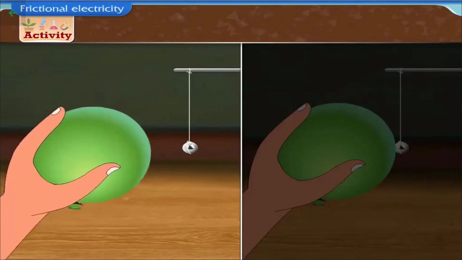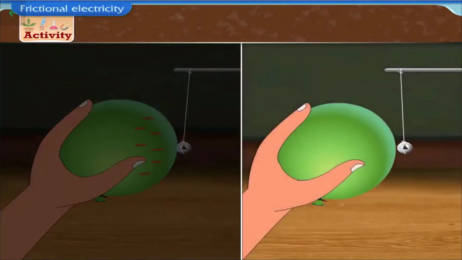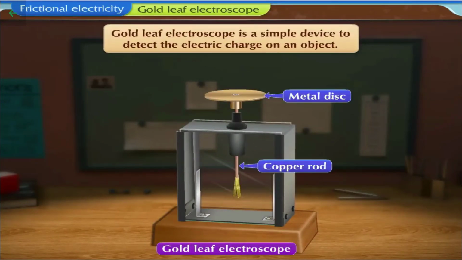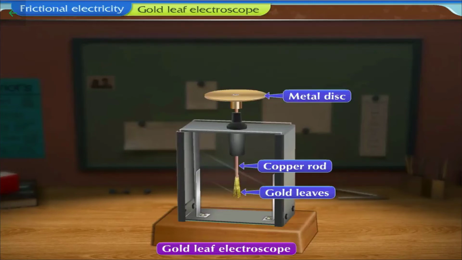After studying the effects of electric charge, let us now study how electric charges can be detected using a device. Gold leaf electroscope. Gold leaf electroscope is a simple device to detect the electric charge on an object. It consists of a copper rod which has a metal disc at the upper end and two thin gold leaves at the other. Let us understand the working of a gold leaf electroscope.